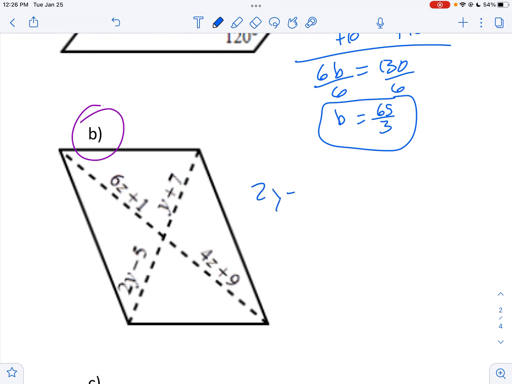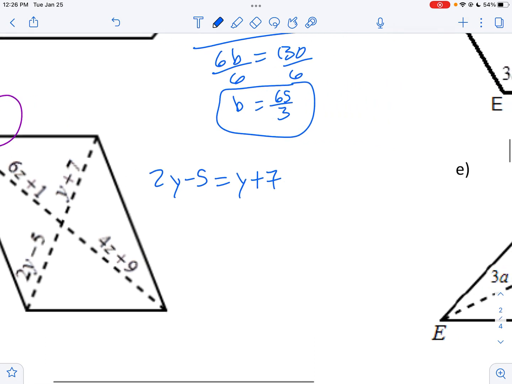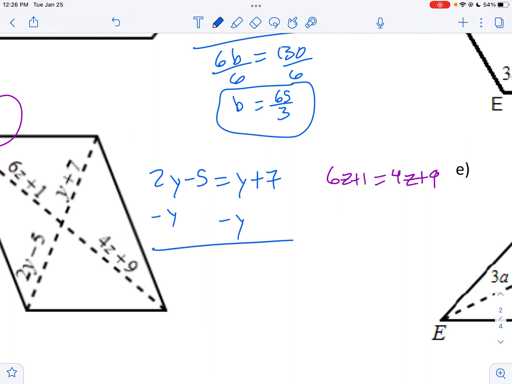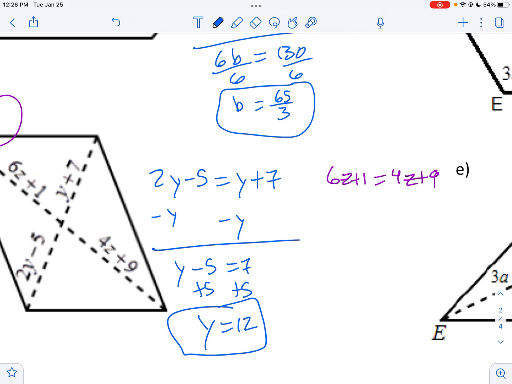So I got 2y minus 5 equals y plus 7. And I'm going to write the other one in a different color. Let's do these ones in purple. We got 6z plus 1 equals 4z plus 9. The diagonals bisect each other, which means they're congruent to each other. So you can solve both of these pretty quickly. Subtract some y. Now we got y minus 5 is 7. Add 5. So pretty quick here. y is 12. The challenge shouldn't be in solving the equation part, but instead just setting up the equation.